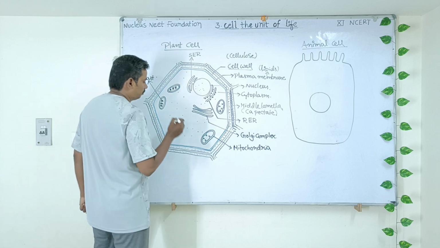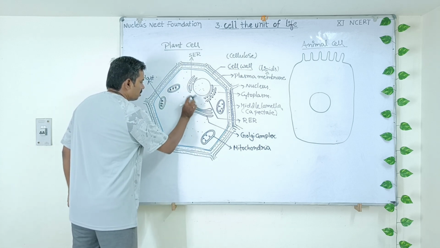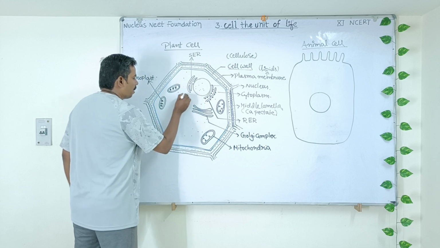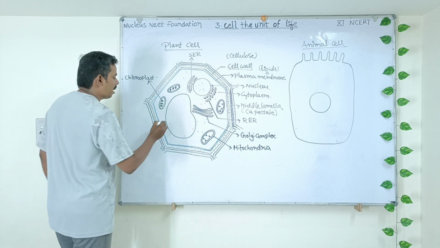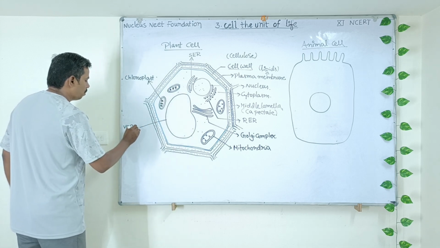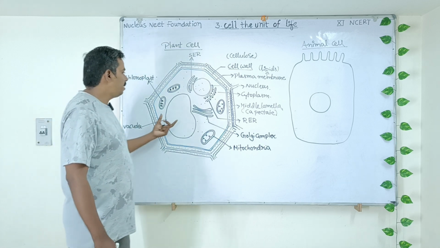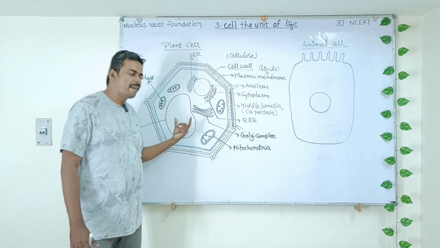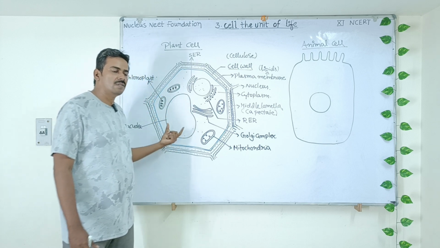Next cell organelle. Vacuole. Most of the space present in the cell will be occupied by a large cell organelle which is called vacuole, V-A-C-U-O-L-E. Approximately 90% of space will be occupied by the vacuole.